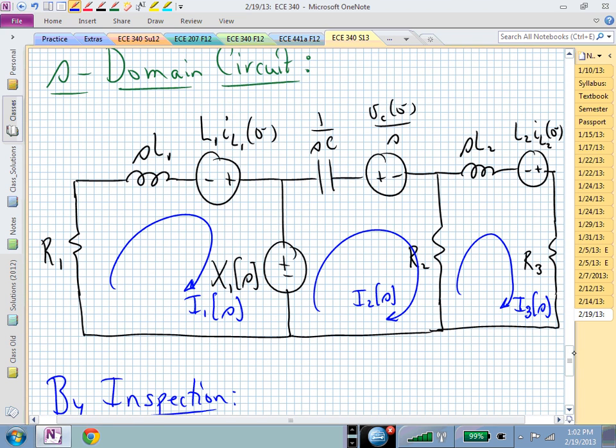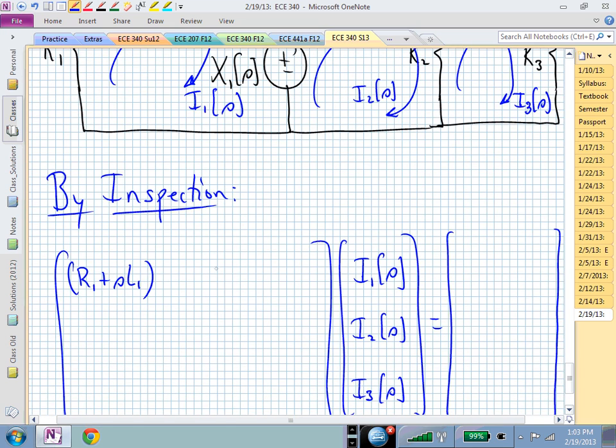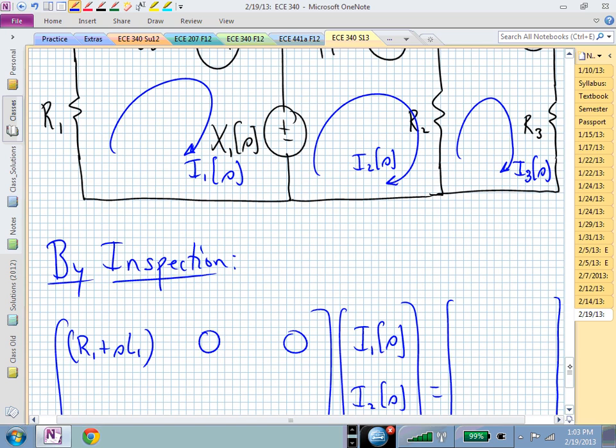And now we say, are there any impedances shared or touched by I1 and any of the other mesh currents? I1 does not share or touch an impedance that's also touched by any of the other mesh currents, which means that in the top row of this impedance matrix, I have nothing with I sub 2, and I have nothing scaling I sub 3. And I wrote that down essentially by inspection.